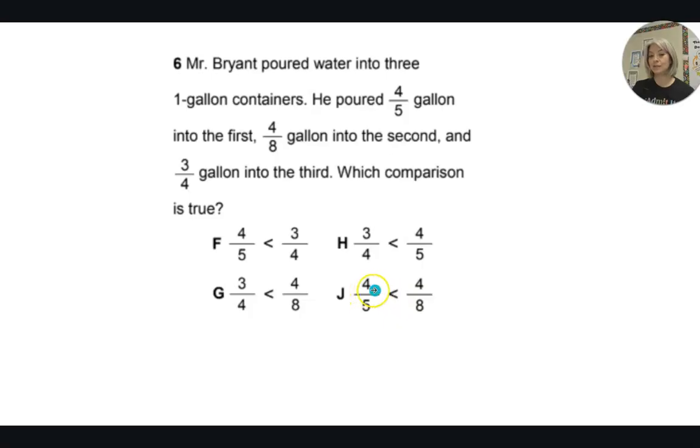My numerators are the same, so I focus on the denominator, and I think the greater the denominator, the smaller the piece. So the more pieces I cut it into, the smaller the piece I get. So 4/5 is less than 4/8. Nope, that's not true. So we cross that out and toss it out, and that's because this is only 1 unit fraction away from a whole, and this is equivalent to 1/2. So we cross it out and toss it out, and hopefully your child would say, yes, I know that 3/4 is less than 4/5 because 4/5 is only a smaller jump, a smaller piece away from one whole.